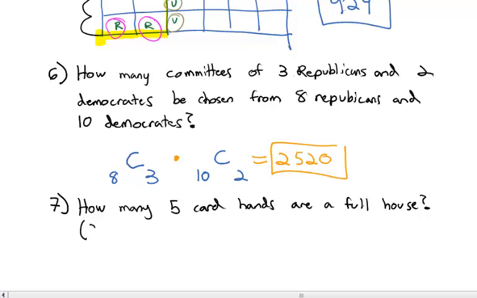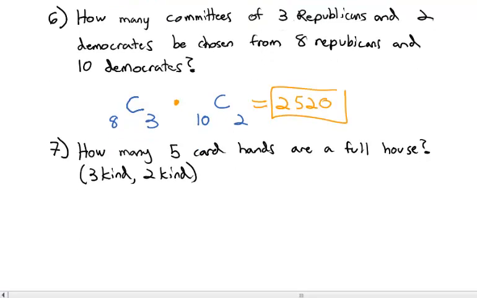Now, a full house means a 3 of a kind and a 2 of a different kind. Well, to do this, we're going to need combinations for each situation. First, let's look at the 3 of a kind. In a deck of cards, we need to first select the number that's going to be the 3 of a kind, maybe the queens. We're going to have a 3 of a kind of queens.